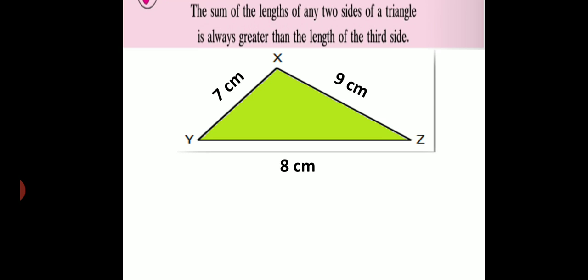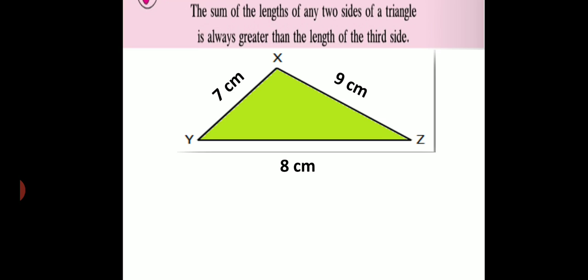I'll just repeat the sentence again. The sum of the lengths of any two sides of a triangle is always greater than the length of the third side. So always remember, if you want to know whether your given triangle is a proper triangle, then it should also fulfill this particular property, which is your second property.